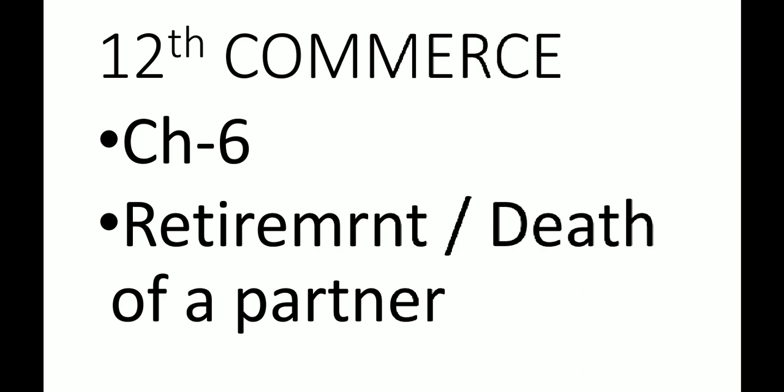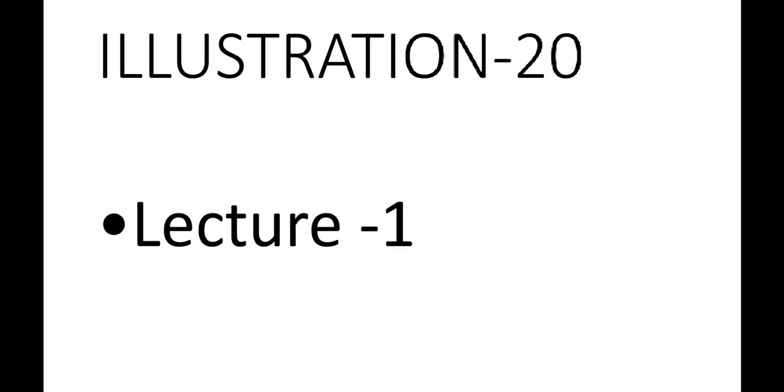We have been doing chapter 6, that is retirement or death of a partner, and in today's lecture we are going to start with illustration 20. In the last lecture, we finished illustration 15, and this is the first part of illustration 20. I hope you understand that these are long sums and it is not possible to finish a long sum within a single lecture. So this is the first part of illustration 20, given on page number 241 of your textbook.